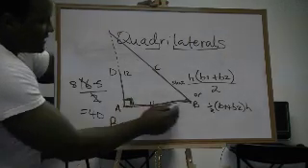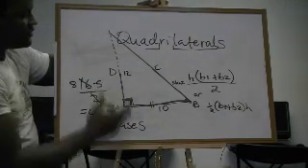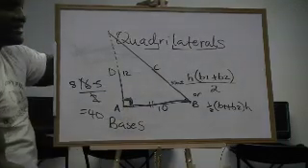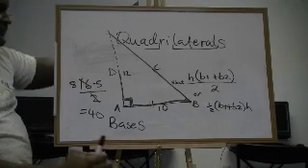Perpendicular, base, and height. So the area of this triangle would be 10 times 12 divided by 2, or 60 square units. Okay? Thank you.